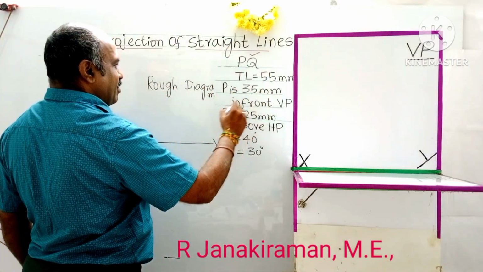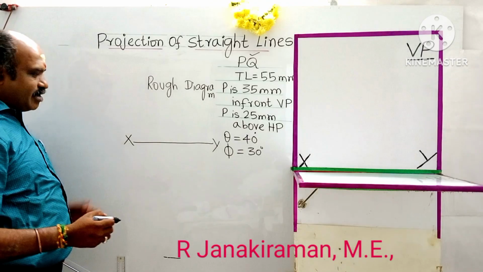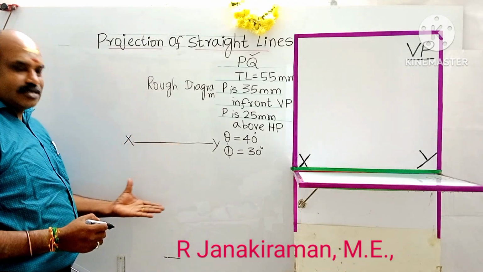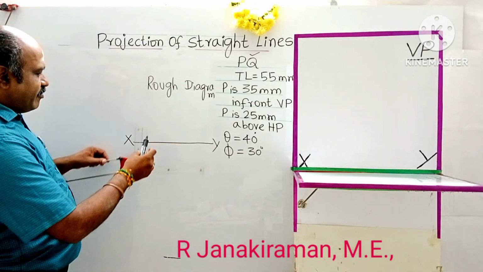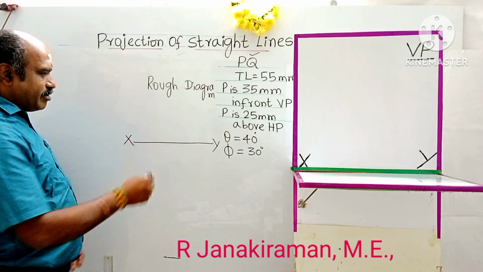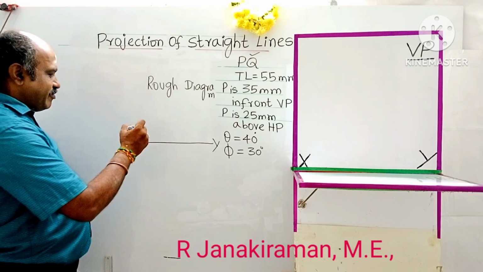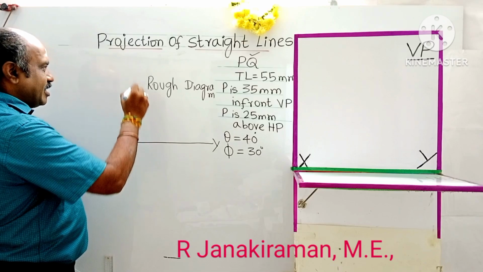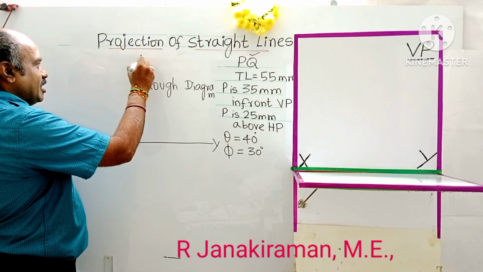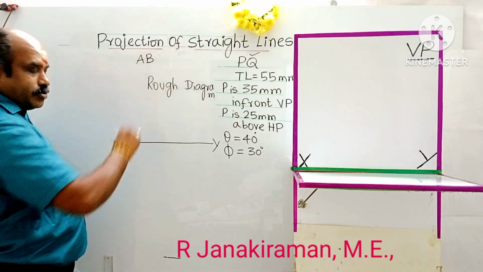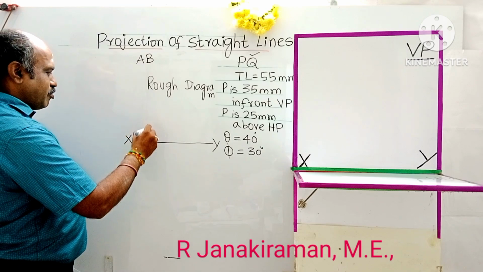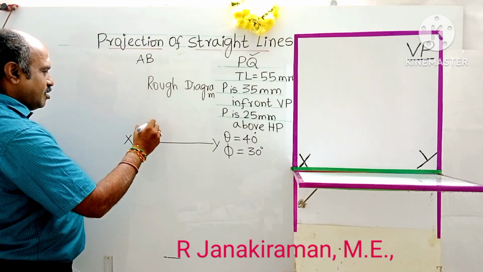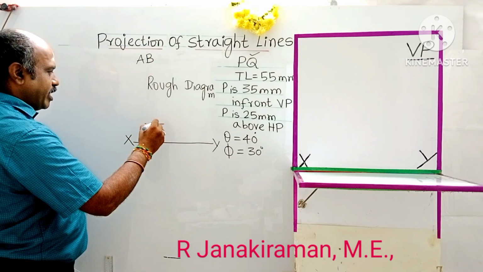P is 35 mm in front of VP. In front distance will always come below the XY line. Okay. So 35 mm is approximate, we are not taking measurements, just drawing the projections by hand. It's called a rough diagram. Consider the line is AB. Later we change the letter to PQ. This is the distance above HP. This is one end point.